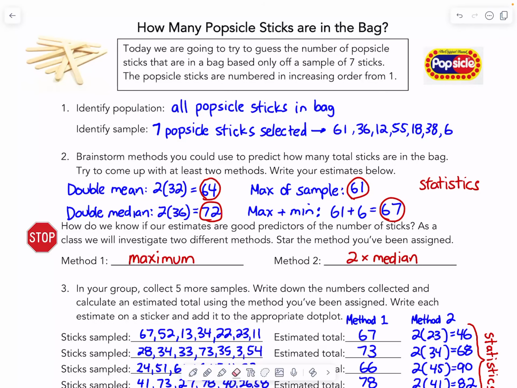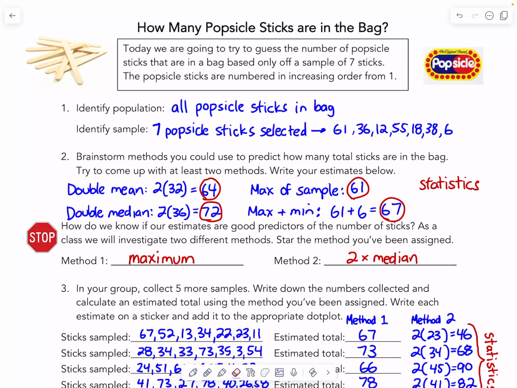The first thing that we tried to do is I gave everybody in the class a big bag of popsicle sticks, and I don't tell them how many are in the bag. So what I asked them to do is randomly grab 7 of them and write them down. Then we're going to brainstorm some different methods of how to predict how many total sticks are in the bag. So one way we came up with was if we found the average, and my average was 32, and then I doubled it.